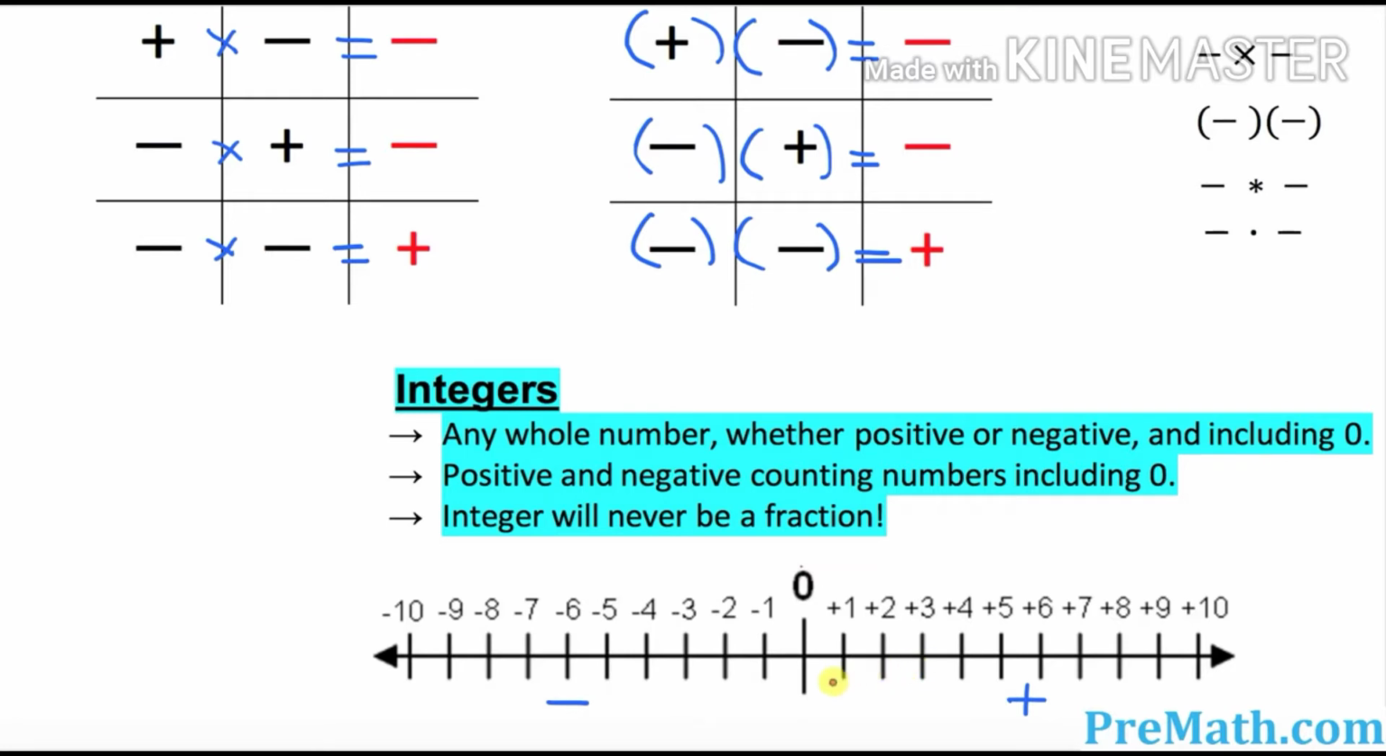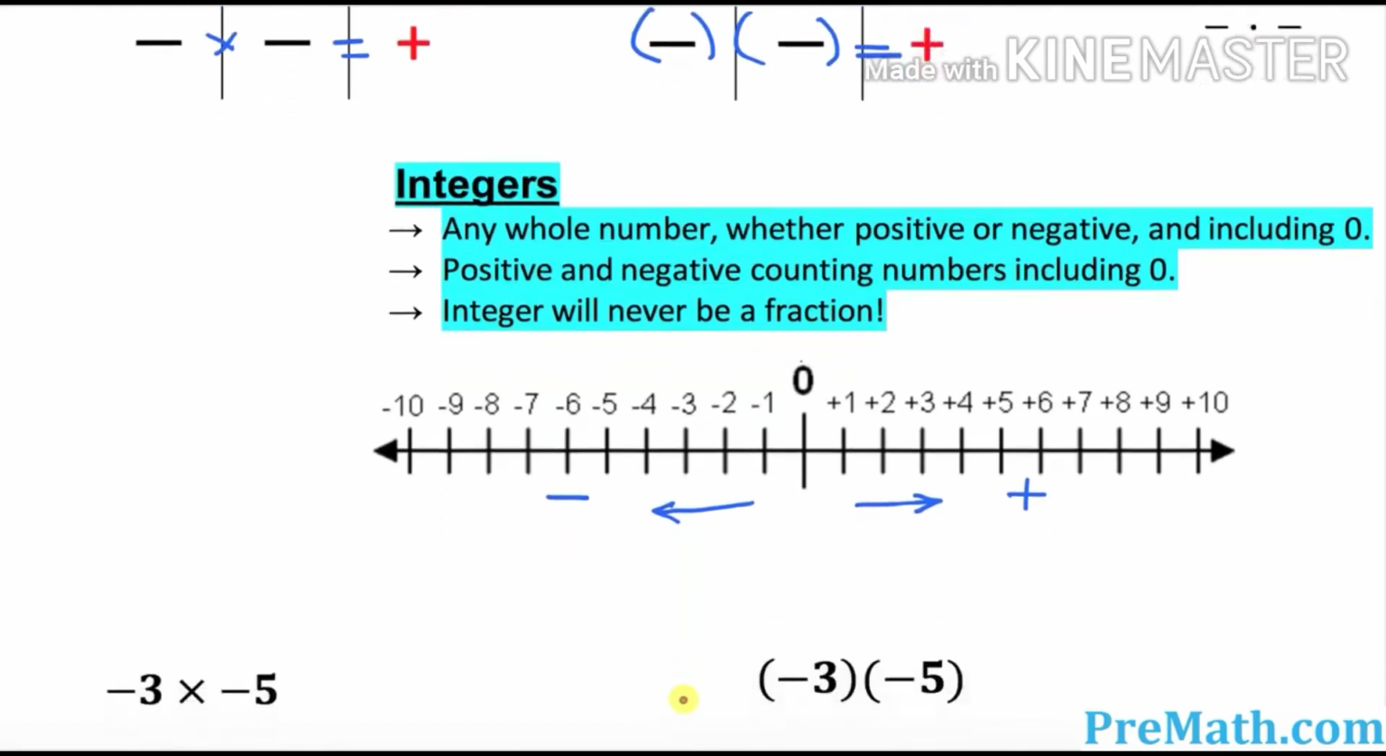One more thing to keep in mind on this number line: if you go towards the right, the numbers tend to increase, and if you go leftward from zero, the numbers tend to decrease. So once again, if you go towards the right, numbers increase, and if you go towards the left, numbers decrease. Let's do a few examples.